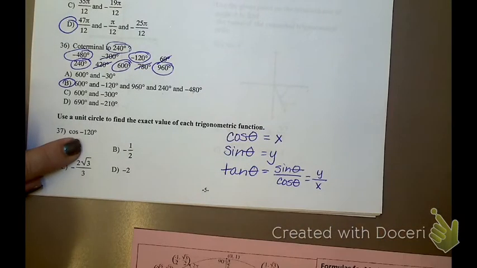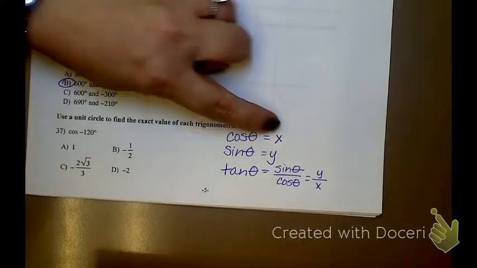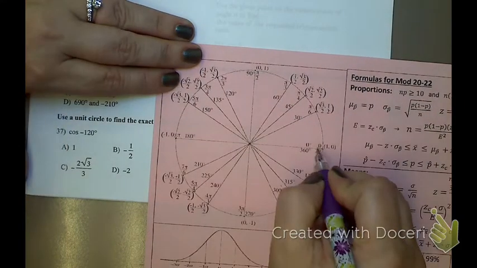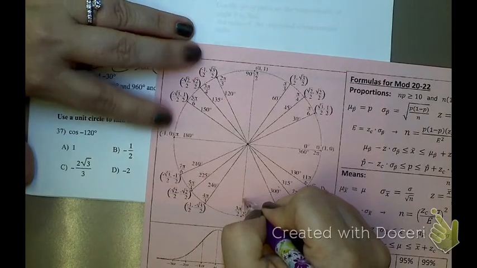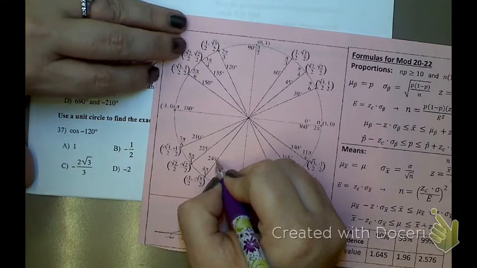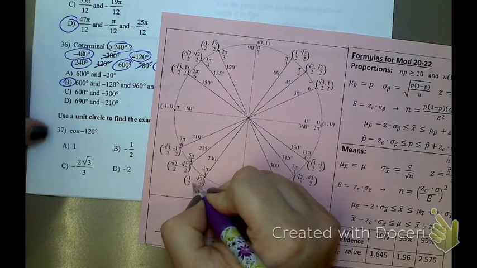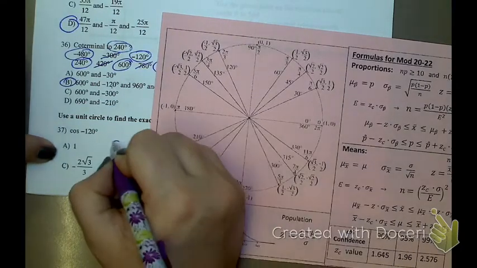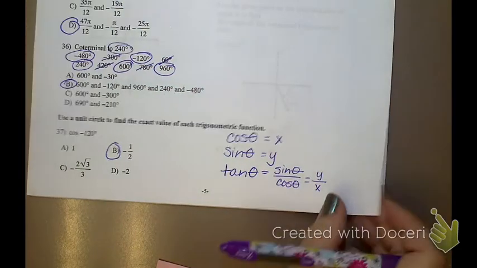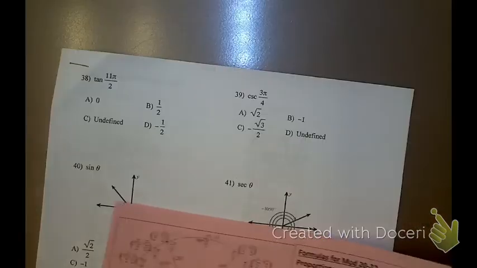So cosine of negative 120. I'm going to find negative 120 on my unit circle, and then I'm going to use the x value there. So negative 90, negative 120 would be right here. The x value there is negative 1/2. Therefore, the cosine of negative 120 is negative 1/2. Moving on to the next page.